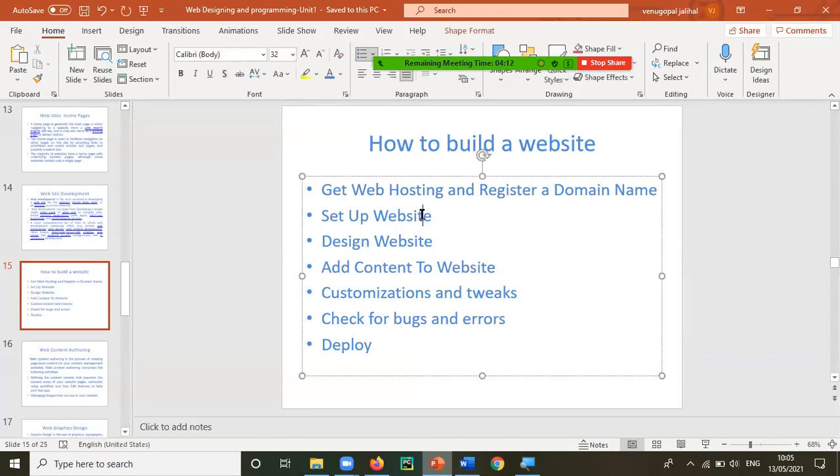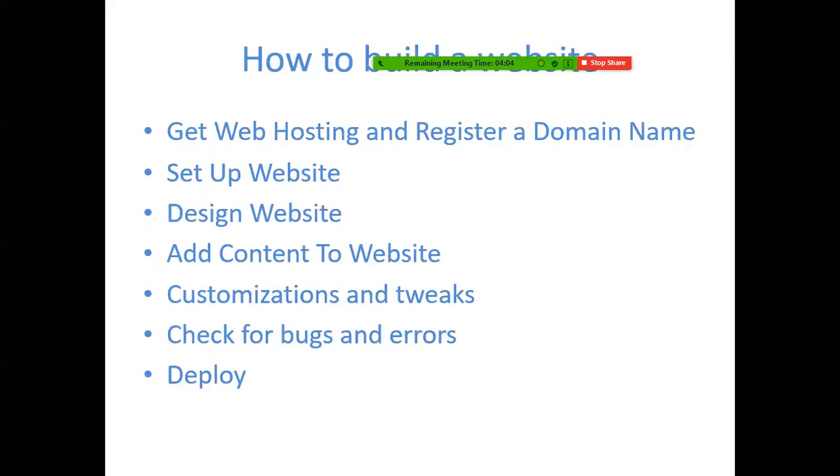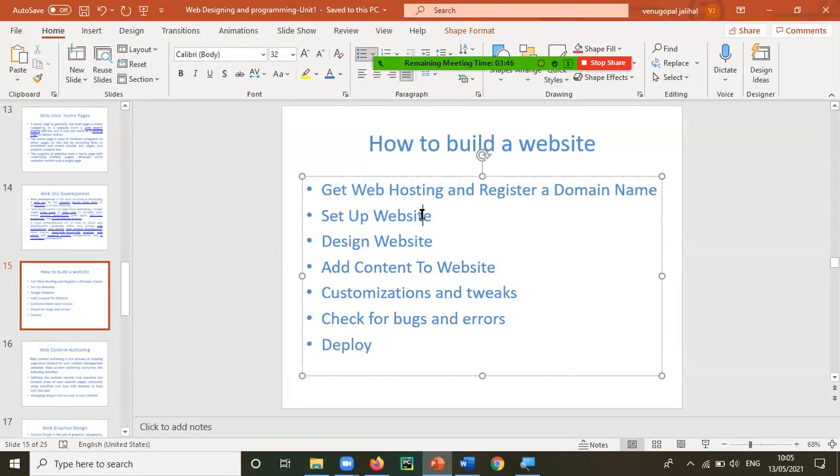Set up the website. How do you set up the website? Using web pages. Develop the web pages, bring all of them together, and then construct a website. So one website consists of multiple web pages. Design, add contents to the website, customizations and tweaks, final changes, then check for bugs, and then you can deploy this. So this is the basic step.